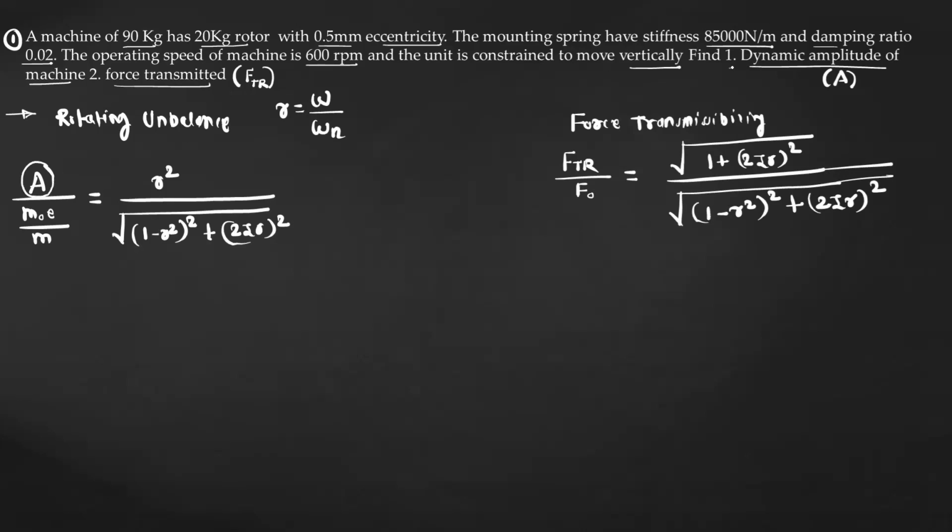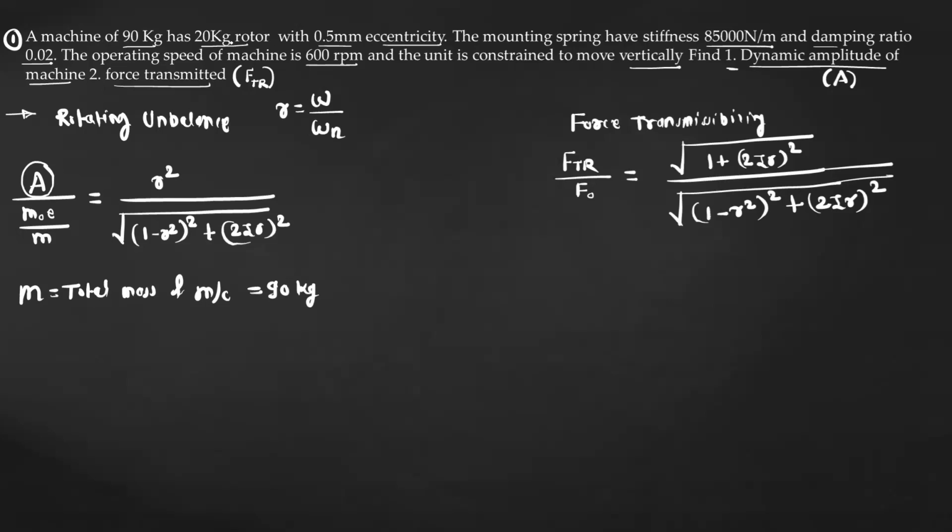This is the first question. Okay. So what is given in the problem? So machine total mass is 90 kg. So this is the M. This is the total mass of the machine. So that machine has one rotor of 20 kg, okay, with 0.5 millimeter eccentricity.